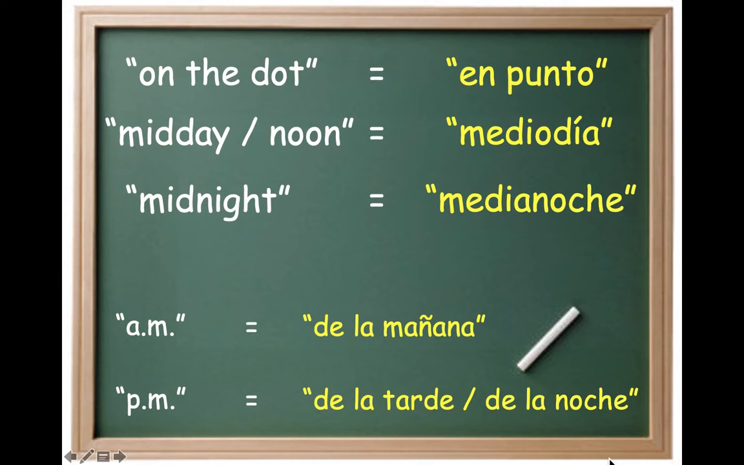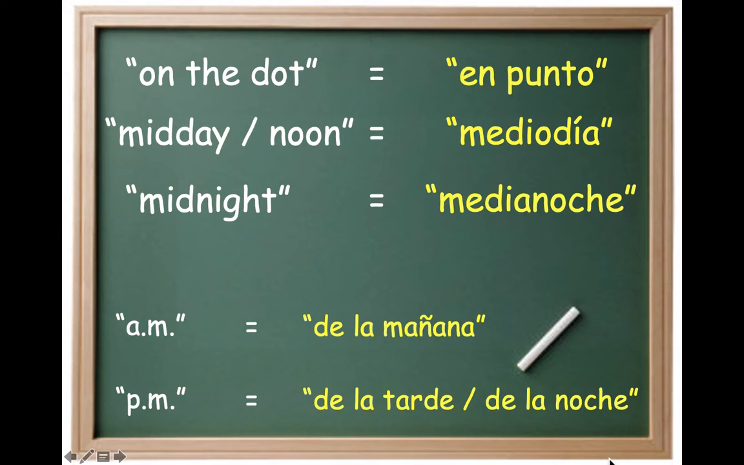If you want to talk about a time that's right on the money or right on the dot, of course you're going to say en punto. Son las 5 en punto. Or if you just want to give it's noon or it's midnight, you start out with es. Señor, es mediodía. Clase, mira, ya es medianoche.